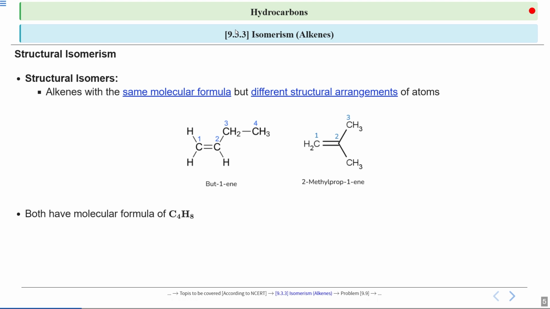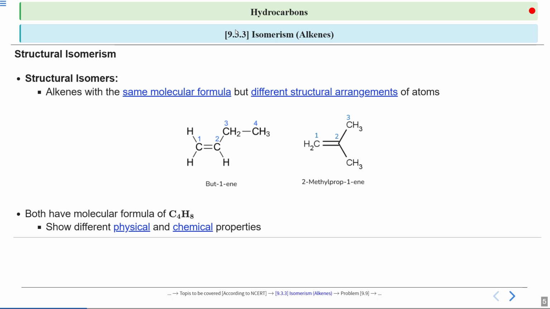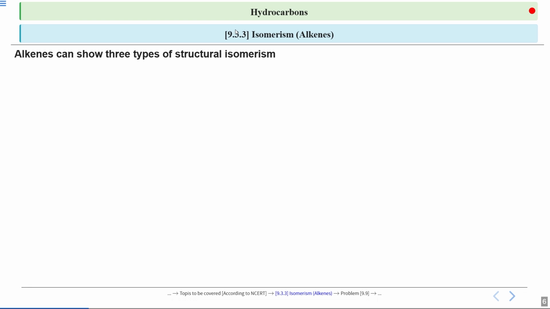The molecular formula is C4H8, so 4 carbons and 8 hydrogens. Now this clarifies that the above given two structures are structural isomers because they have the same molecular formula but different connectivity of carbon. As a result of this different connectivity, despite having the same molecular formula, they exhibit different physical and chemical properties. So this highlights the significance of structural isomers as it affects how substances behave and interact in various environments. Now we will explore the different types of structural isomerism that alkenes can exhibit.